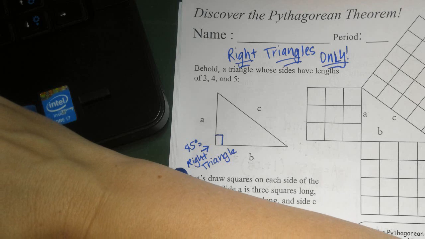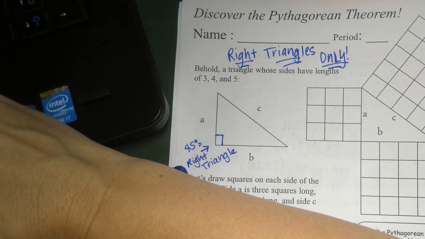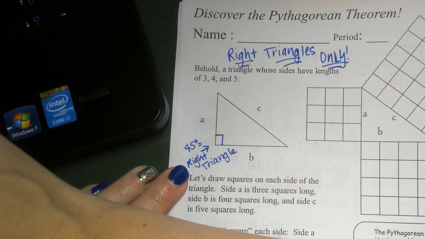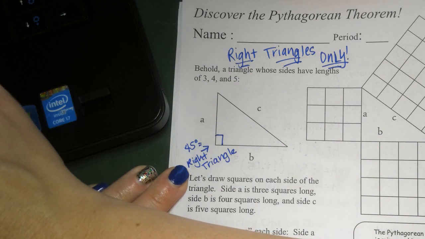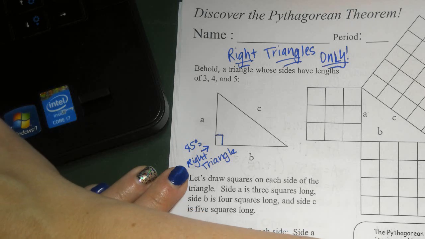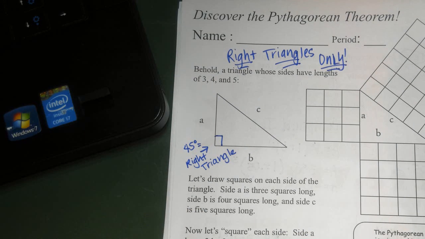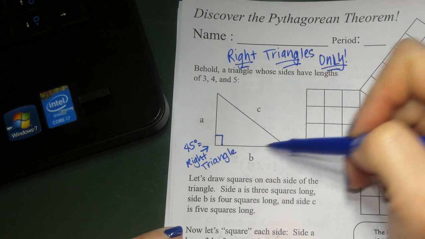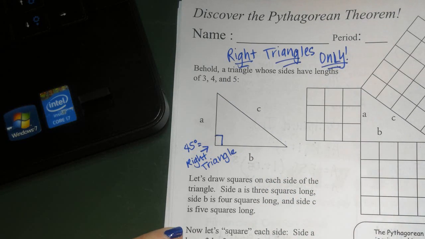What a theorem is, it's something in math that you'll hear a lot. It's a statement: if this and this is true, then this is true. That's a theorem, okay? So it's kind of like an idea, but it's proven true. So it's not just a hypothesis. So this is a right triangle whose sides have a length of 3, 4, and 5.